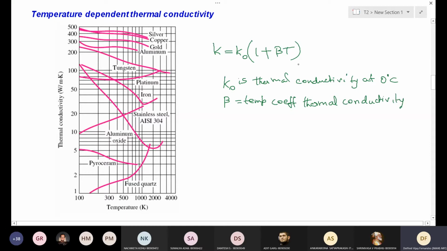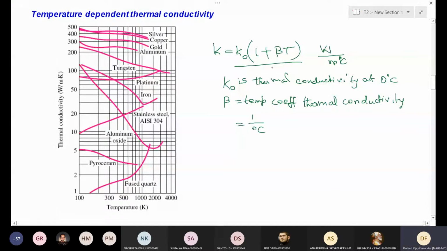By looking at this equation, can you tell me what is the unit of beta? Inverse of temperature. Yes, inverse of temperature, inverse of degree. Exactly. Watts per meter degree centigrade is the unit of K0, so beta into T should not have any unit. So beta has the unit of 1 by degree centigrade.